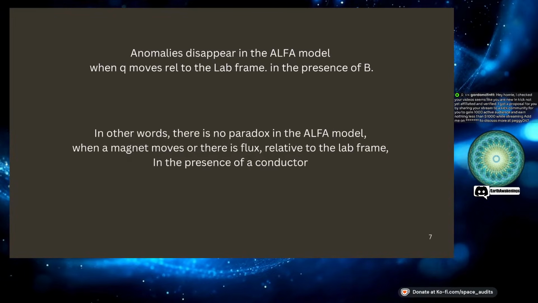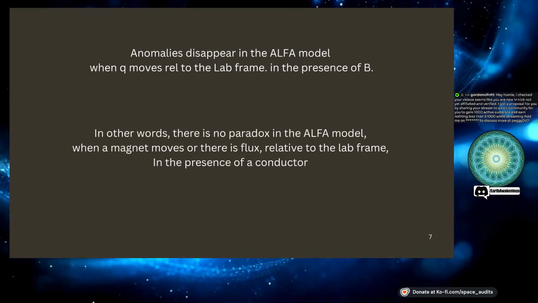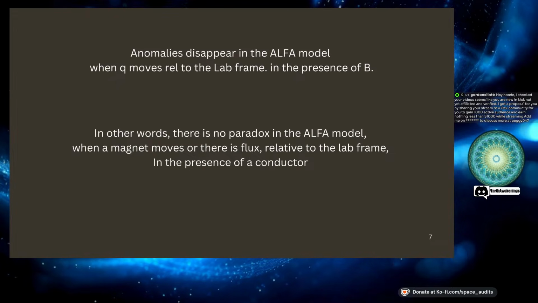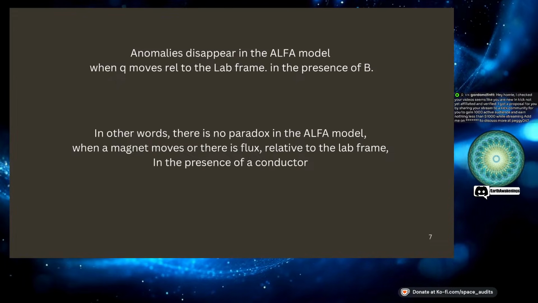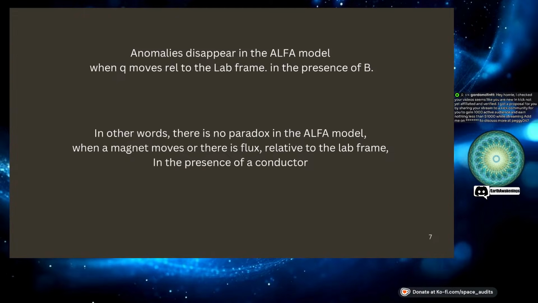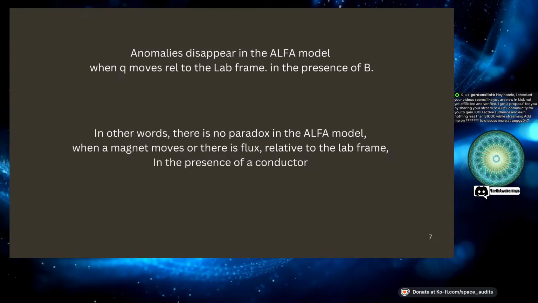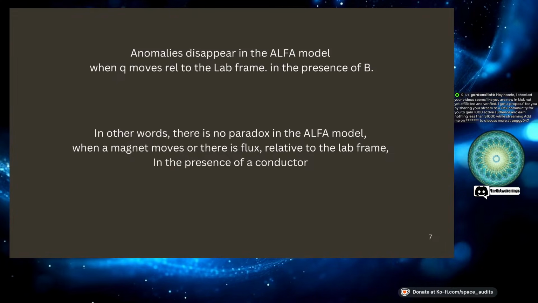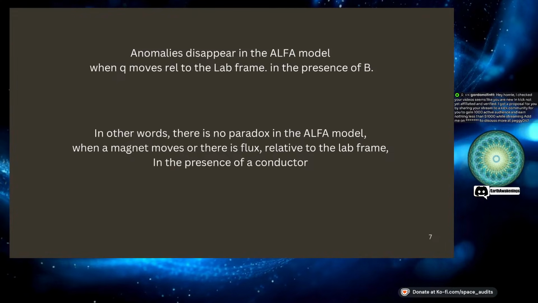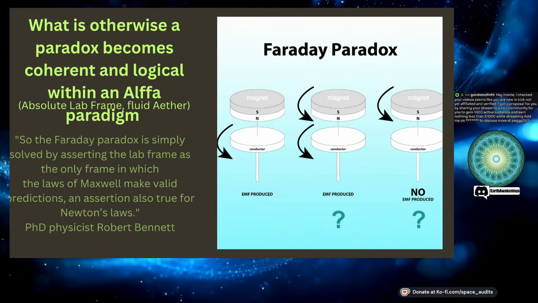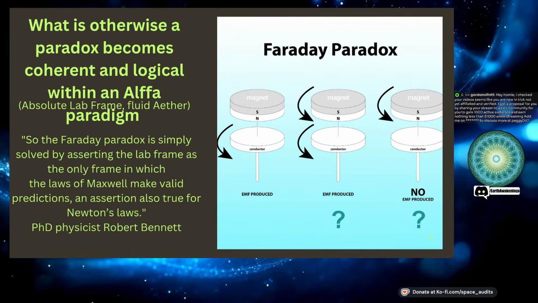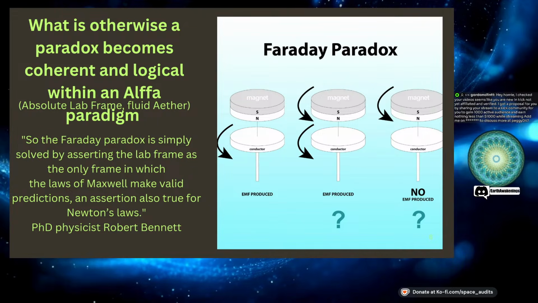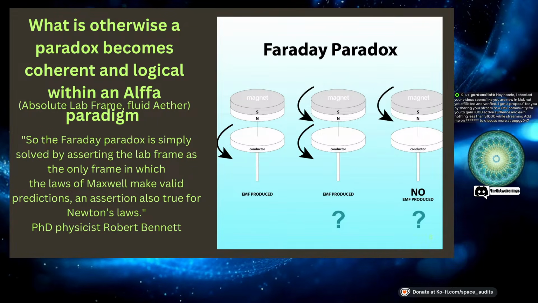So anomalies disappear in the alpha model when Q moves relative to the lab frame in the presence of B. So in other words, there is no paradox in the alpha model when a magnet moves or there is flux relative to the lab frame in the presence of a conductor. Next slide, please. So what is otherwise a paradox becomes coherent and logical within an alpha paradigm.